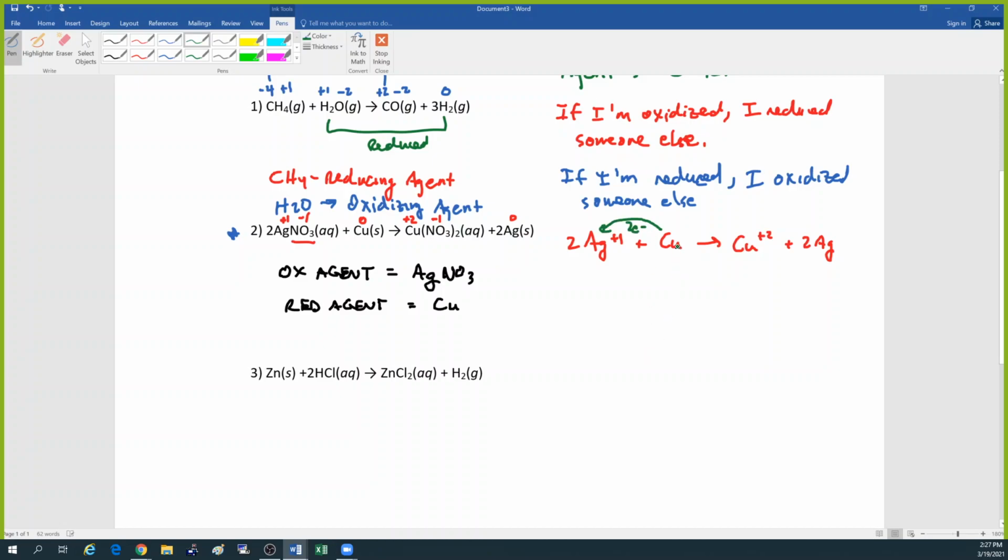And so you can see copper giving is reducing the silver. It's acting as an agent of reduction. And silver taking, its action is to oxidize the copper. Is that good, or?